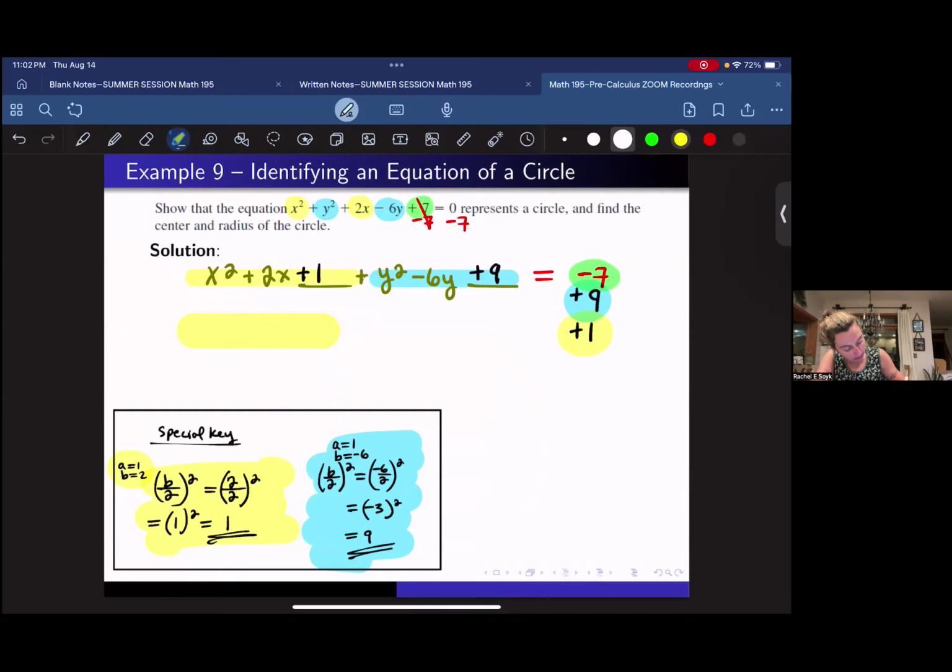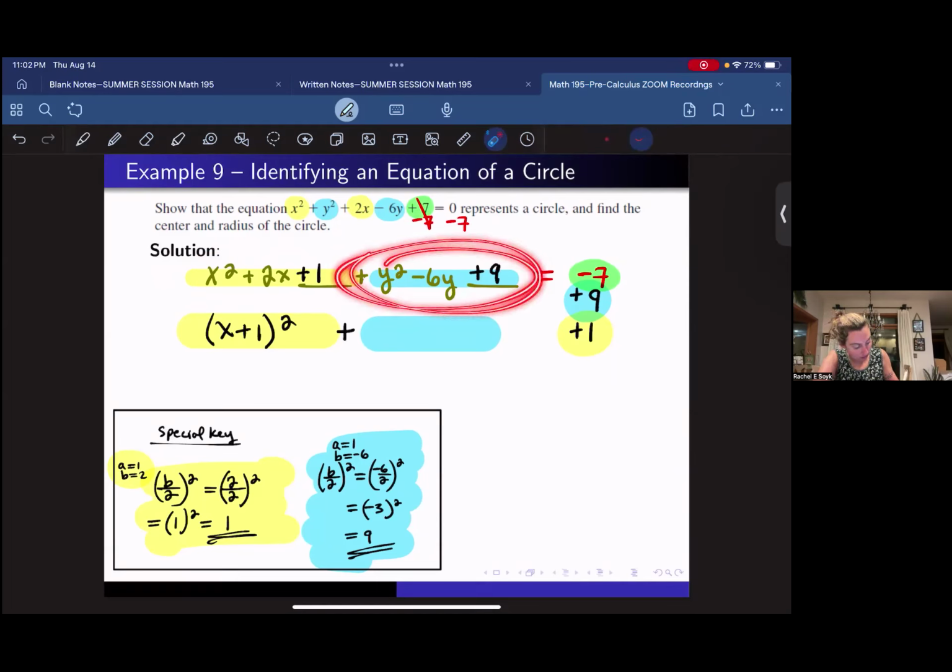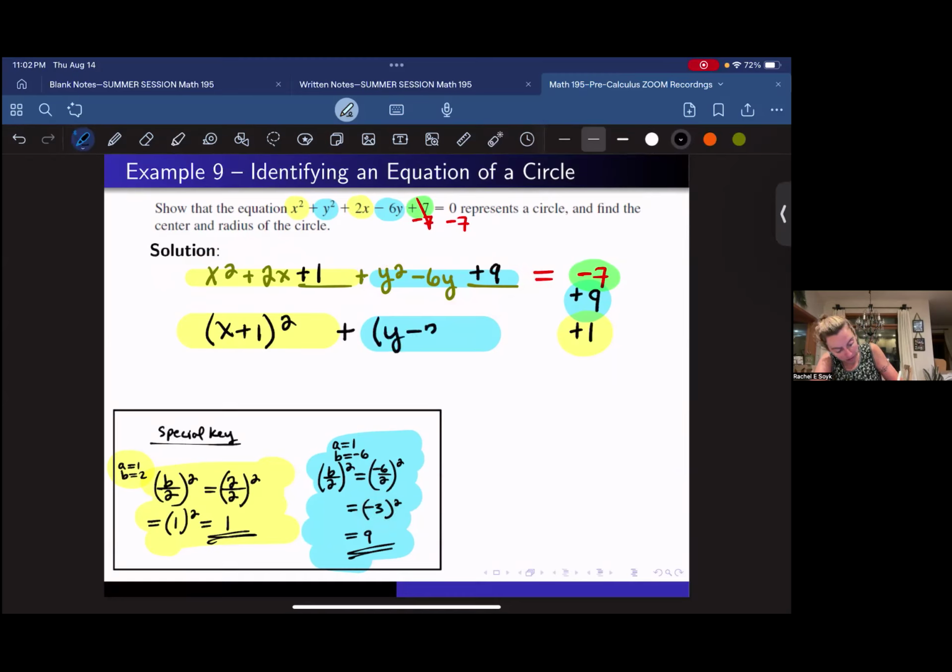Our yellow can be factored into, again, let's use our special key. What did we have in parentheses over here? We simplified that to 1. So this yellow is just x plus 1 in parentheses squared plus, and then our blue, when we factor that, what did we have in parentheses there? A minus 3. So this is just y minus 3 in parentheses squared. This is all equal to, what are all of these numbers added up? Well, 9 minus 7 is just 2, plus 1 gives you 3.